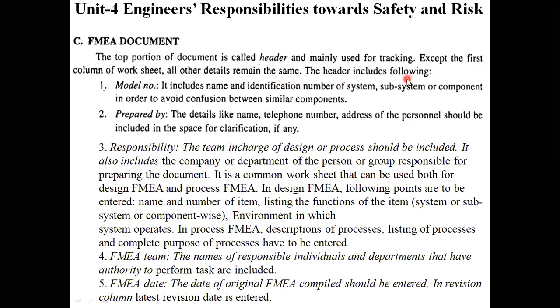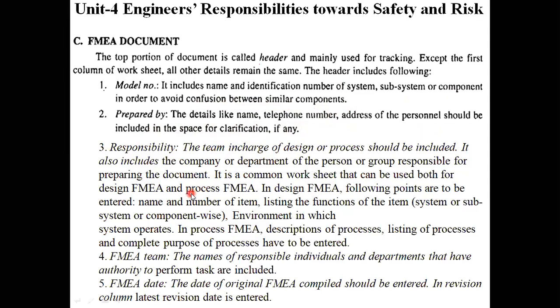The header includes the following: model number, for example. It includes name and identification number of the system, subsystem or component in order to avoid confusion between similar components. First, it includes some identification name, then some identification number, as well as system, subsystem or components in order to avoid confusion between various components here. And second one is prepared by: details like name, telephone number, address of the personnel should be included in the space for clarification if any.